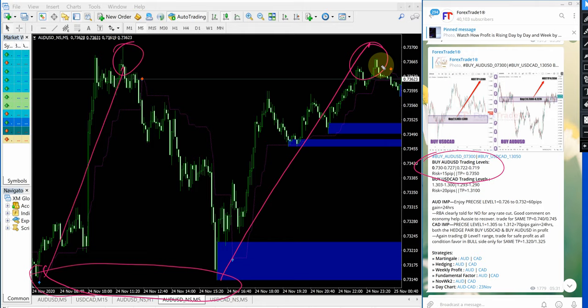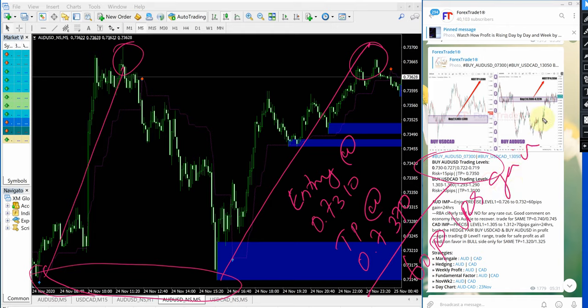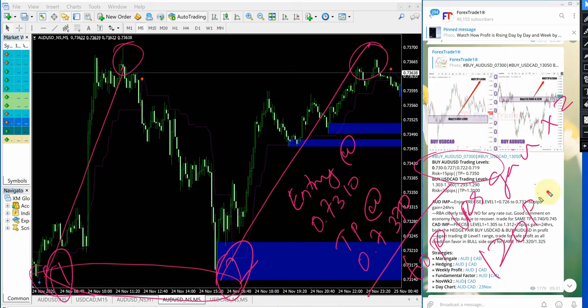So entry at 0.7310 and TP at 0.7370, which is twice traded, about 60 pips gain, two times from the level. This is one and this is two, two times traded. So total 120 pips gain from our given entry range.